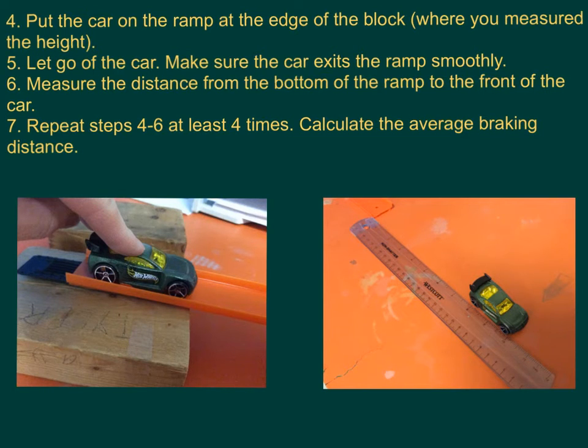It is very important that you use the same toy car for each part of the experiment. Each car has a slightly different structure, which means that the wheels are slightly different, which gives it a slightly different amount of friction. That's what's going to affect the braking distance. The car will naturally come to a stop after a certain distance due to the friction slowing down the motion of the car.